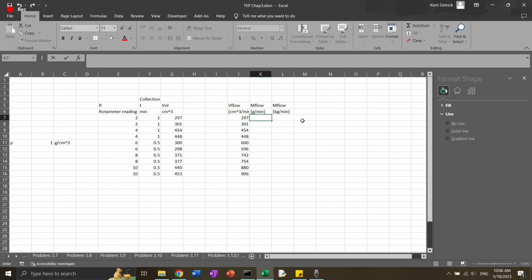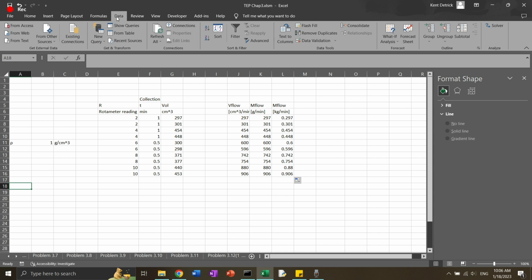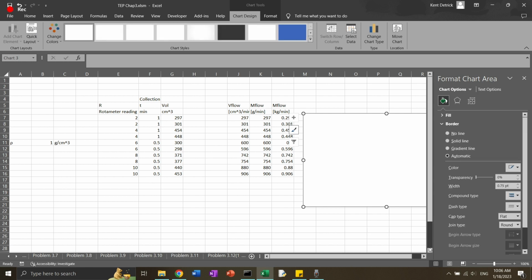Okay, so we've got our grams per minute, which is equal to the volumetric flow rate times the density, which is 1. Okay, and then you have your kilograms flow rate, which is equal to that divided by 1,000. And now we've got our kilograms per minute for a given rotometer reading. So now we can make our model. So let's look at the data and see if it looks linear. See if we can use a linear model or if we need to adjust it so that it looks linear.